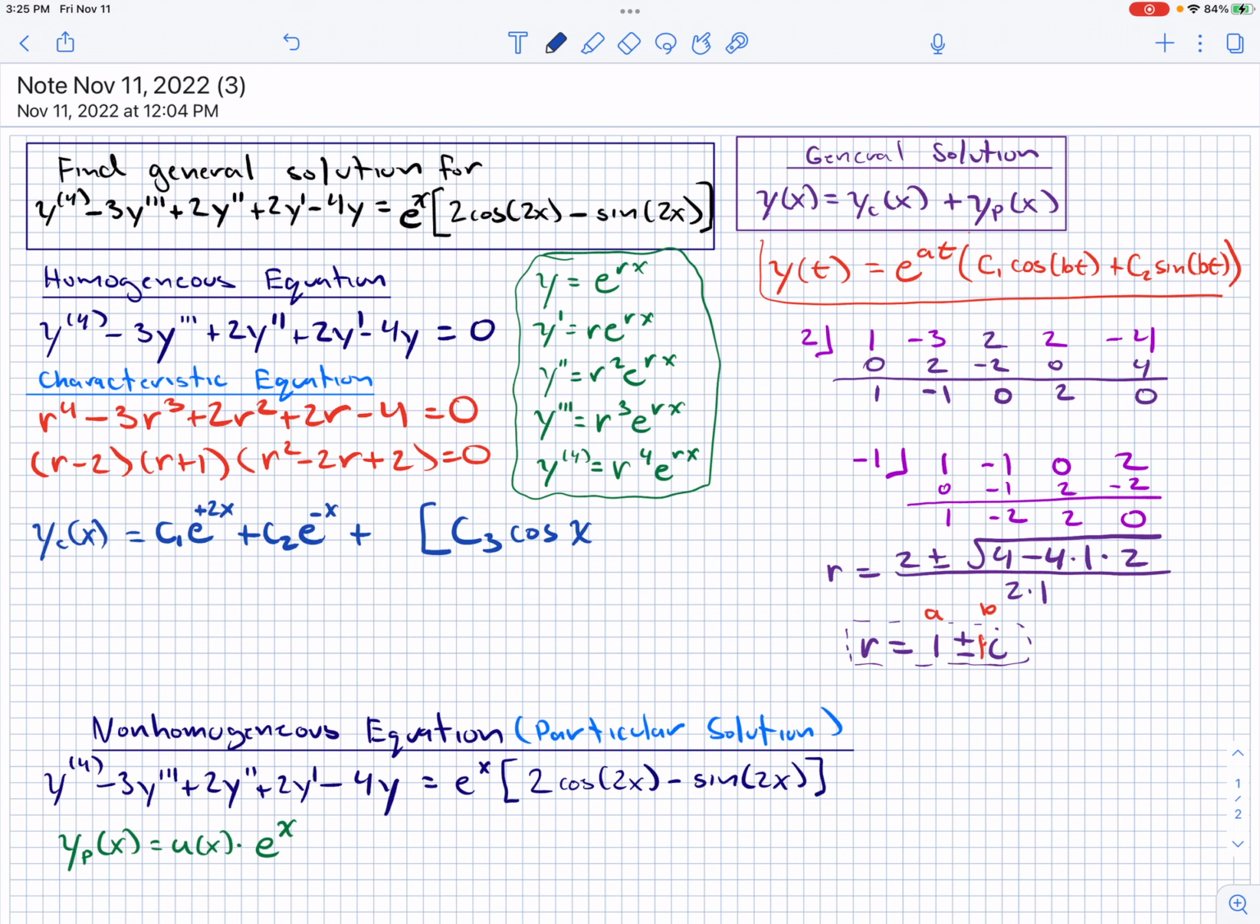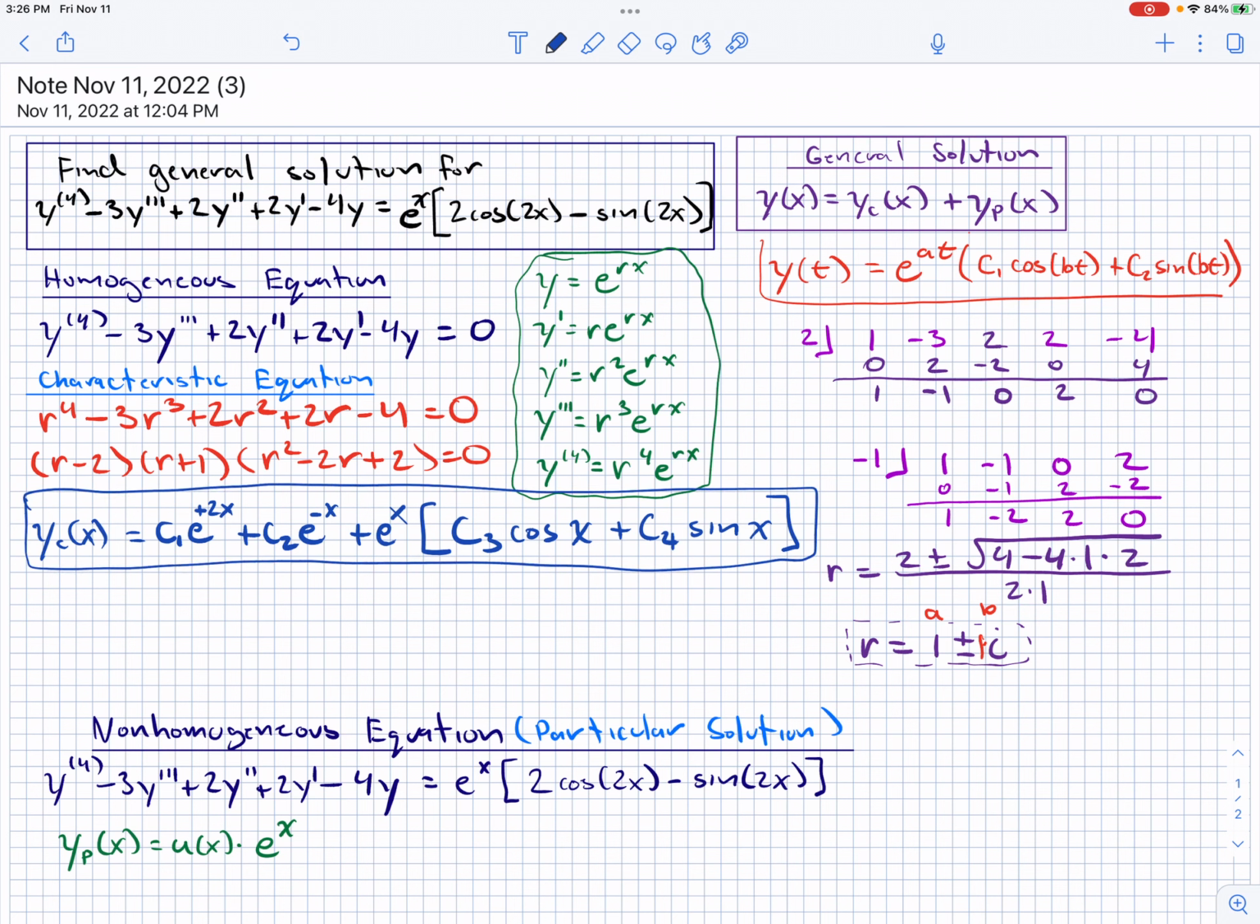So c1 e to the 2x plus c2 e to the negative x plus e to the x times c3 cosine of x plus, sorry, not c2, c4 sine of x. So that is our complementary solution.